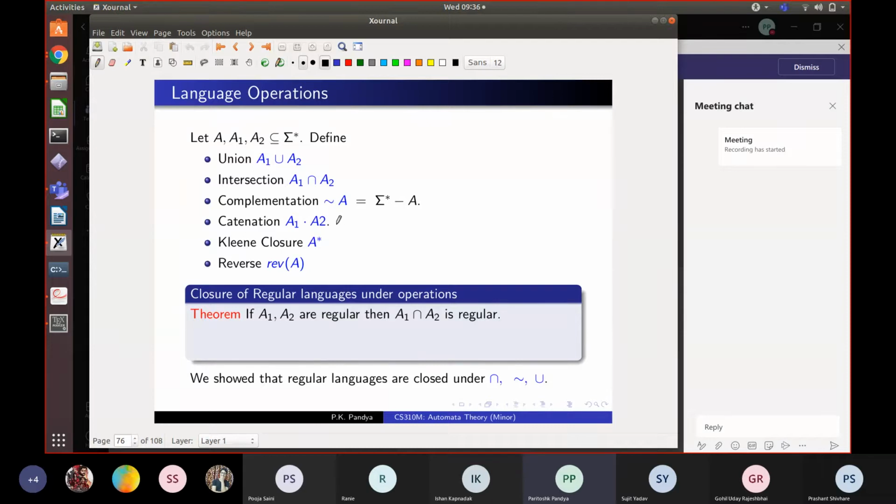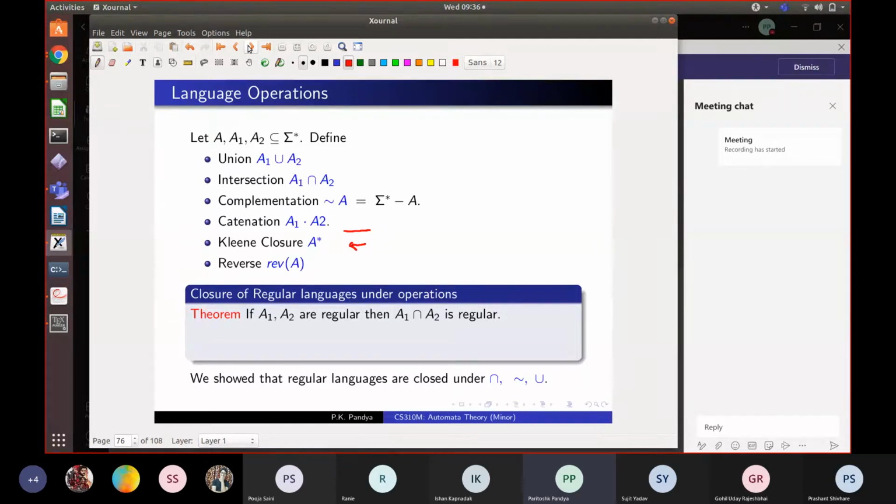Now we did this catenation operation, and then the last operation that we partly saw last time was this Kleene closure. Okay, so I hope you're familiar at least up to catenation. Are there any questions on these language operations?